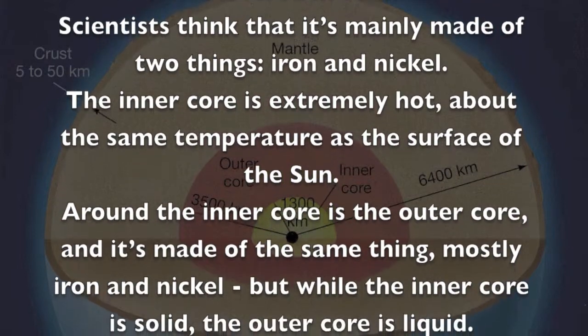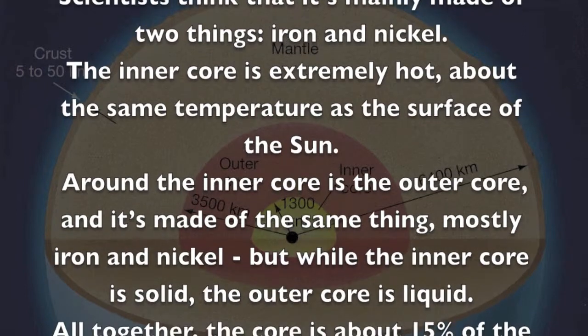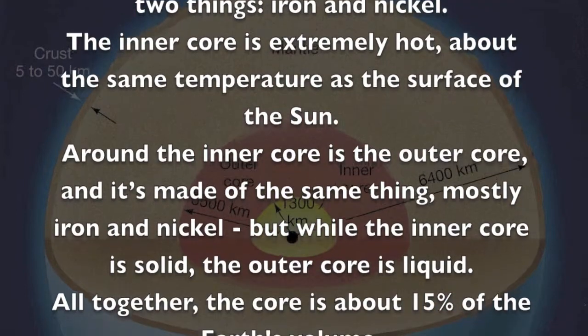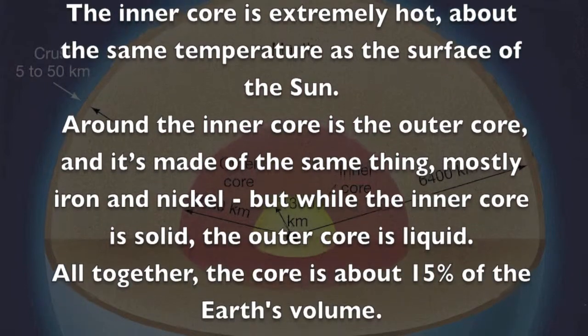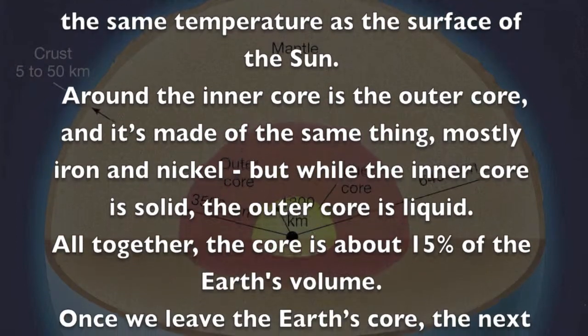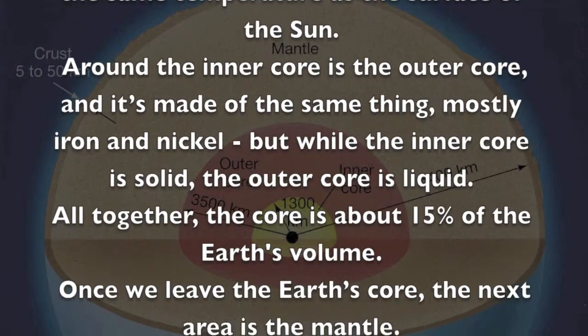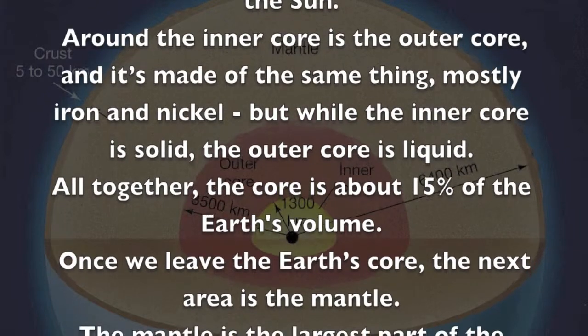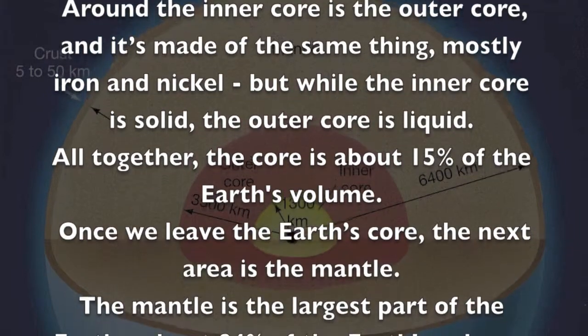Around the inner core is the outer core, and it's made of the same thing, mostly iron and nickel, but while the inner core is solid, the outer core is liquid. Altogether, the core is about 15% of the Earth's volume.